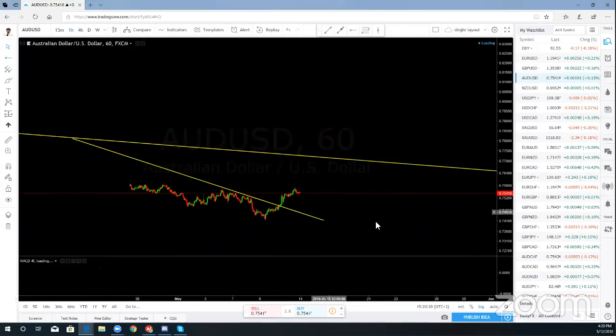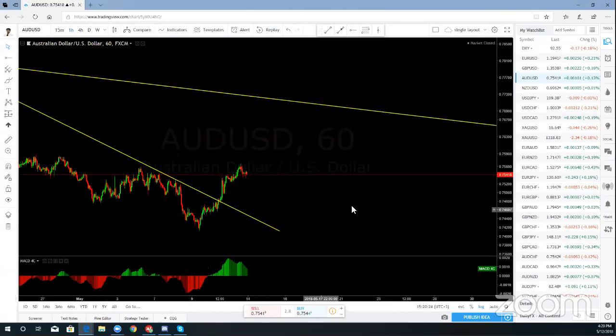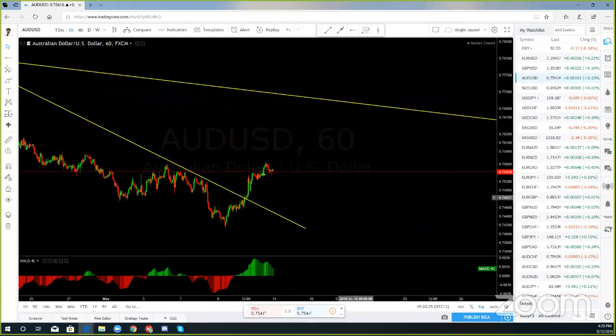it's kind of making a running flat, so you might not get a very deep pullback, right? You're getting some pullback, but not very much, right? You're kind of getting some pullback here. You might still get some pullback like this. And if you get a nice flag here, you can look for continuation.